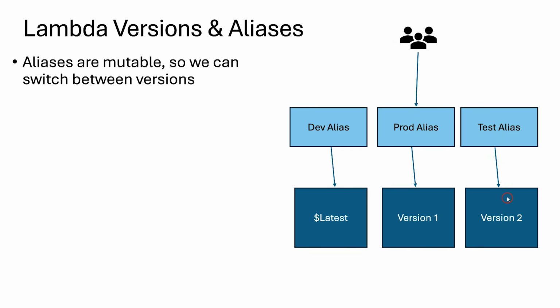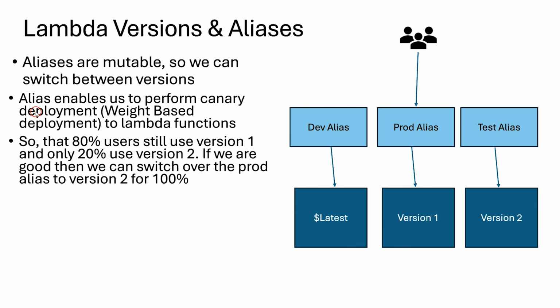Until you test the code, it is not advisable to point to the prod alias. If you are good with the code, then only point the prod alias to version 2 instead of version 1, so that end users will access version 2. We'll see that.